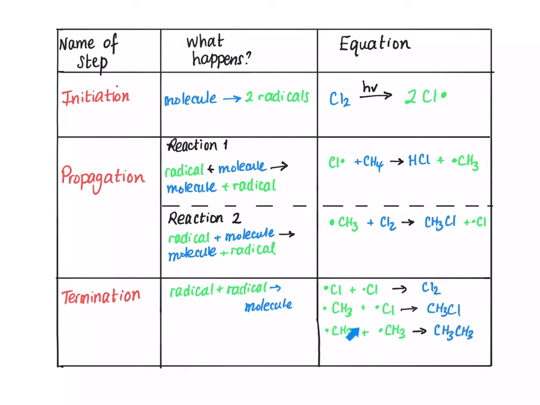And the last one is you could have two different CH3 radicals, so that one and another one from a different reaction, combined together as CH3CH3. So it would be CH3 dot plus CH3 dot goes to CH3CH3, which is a molecule.